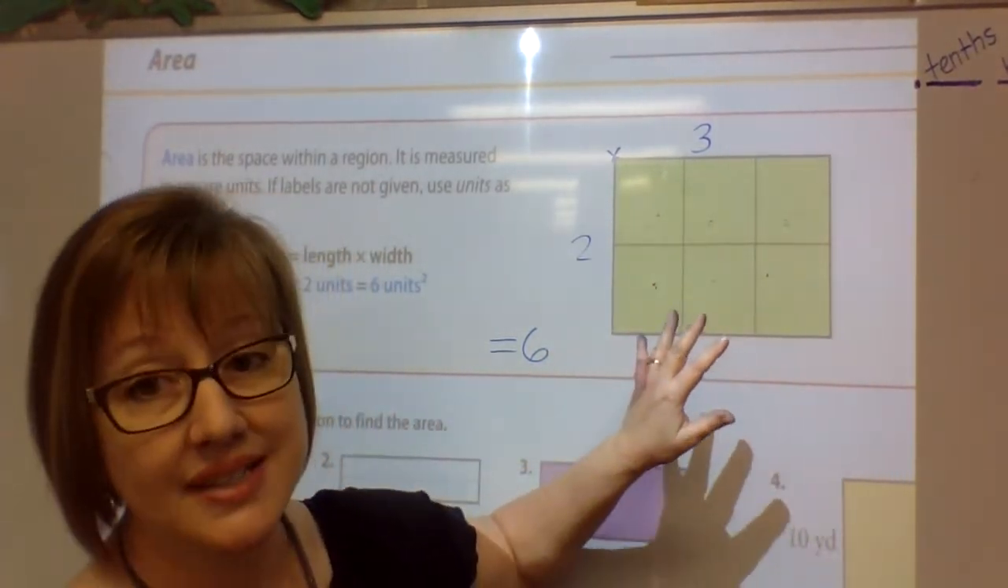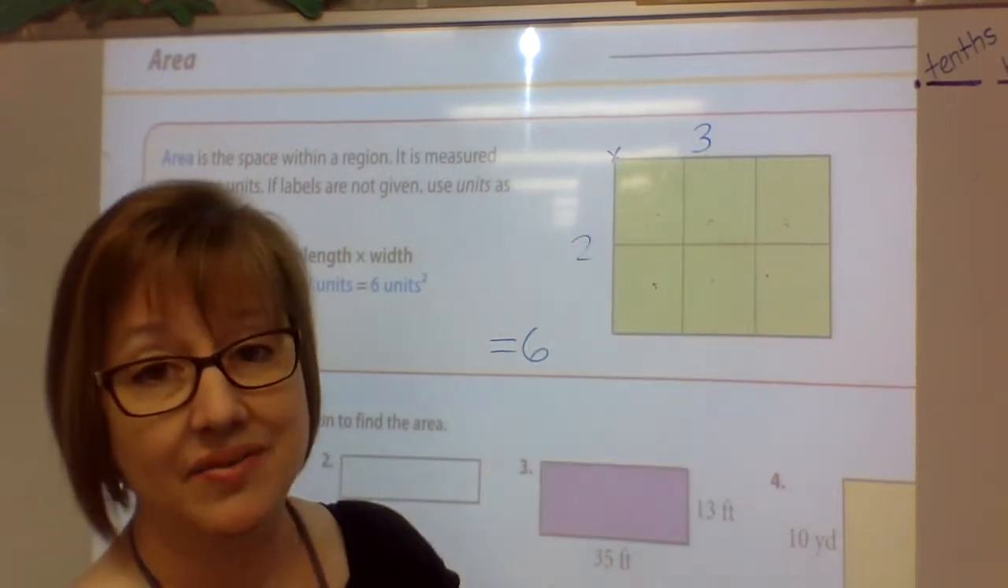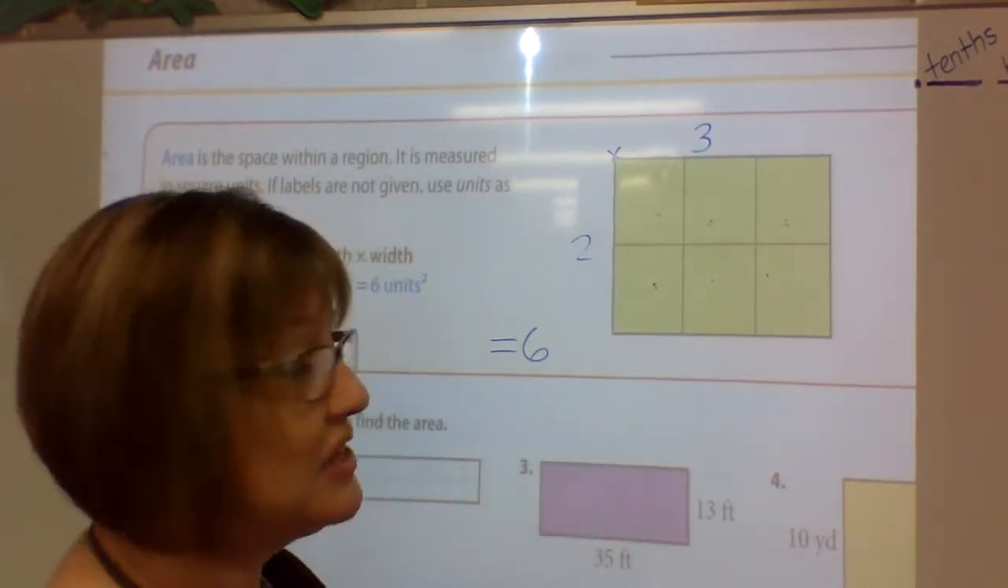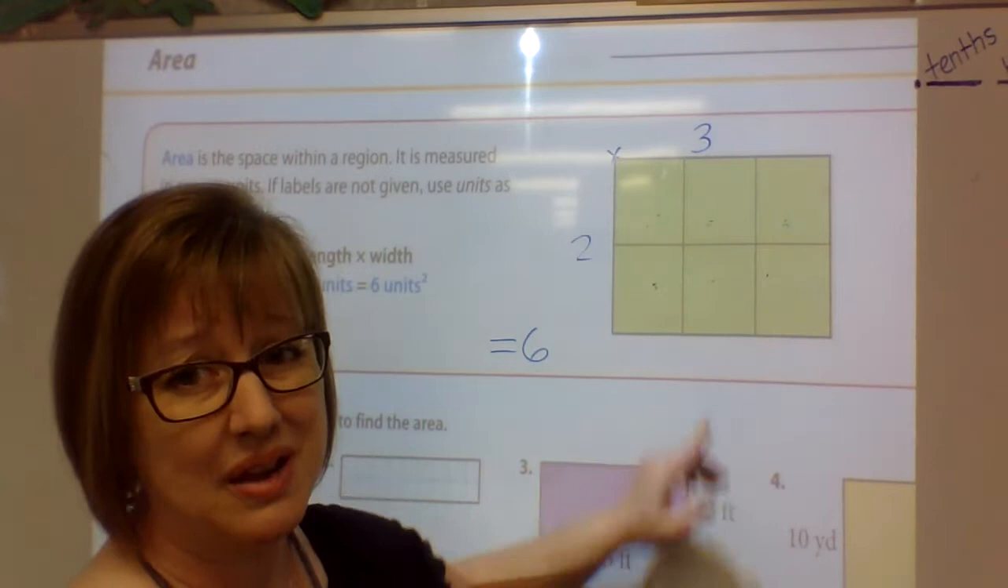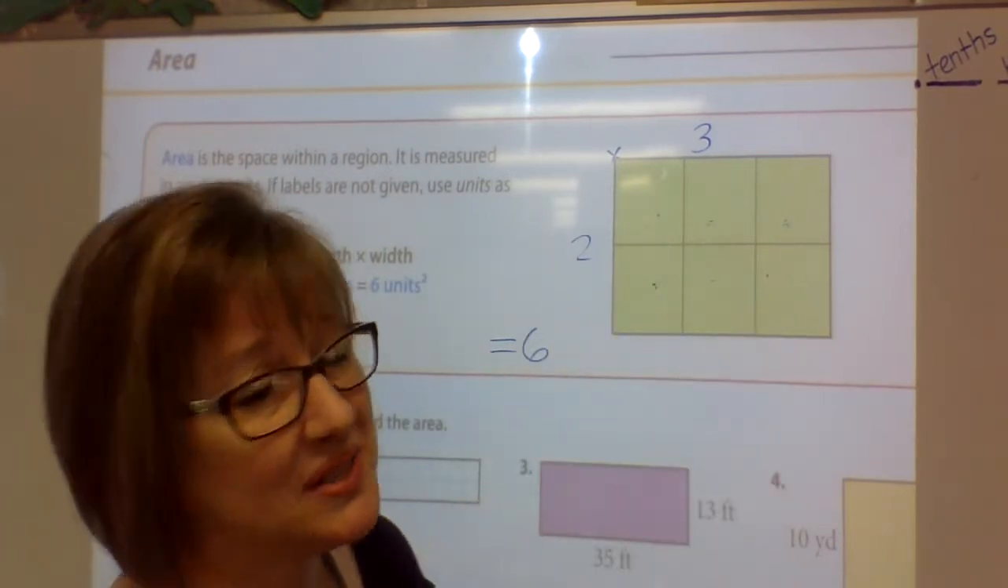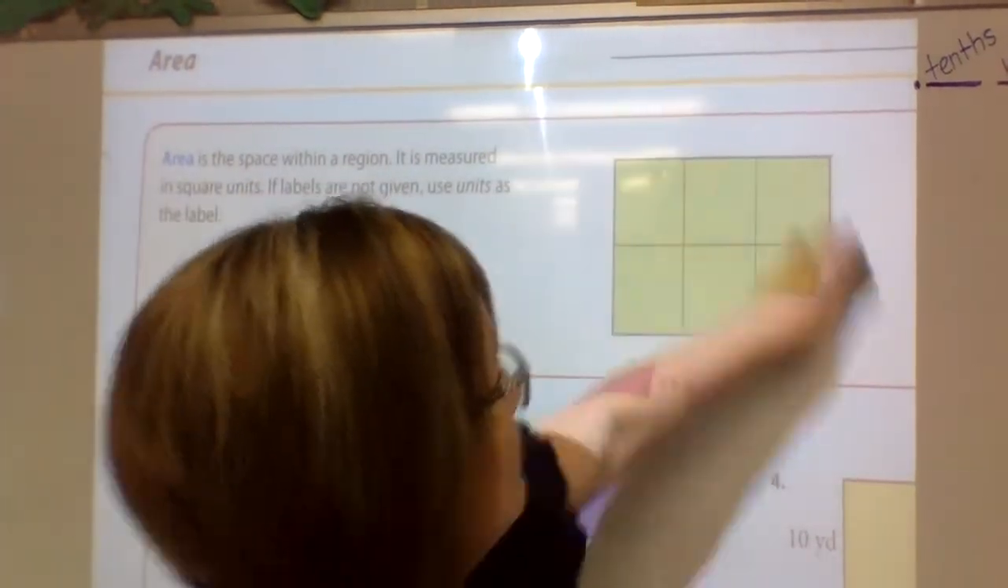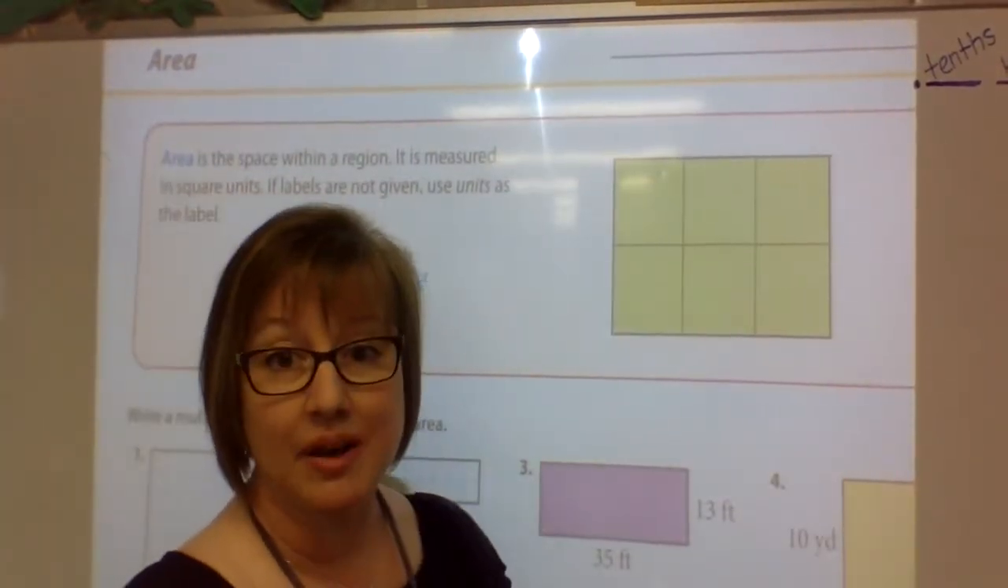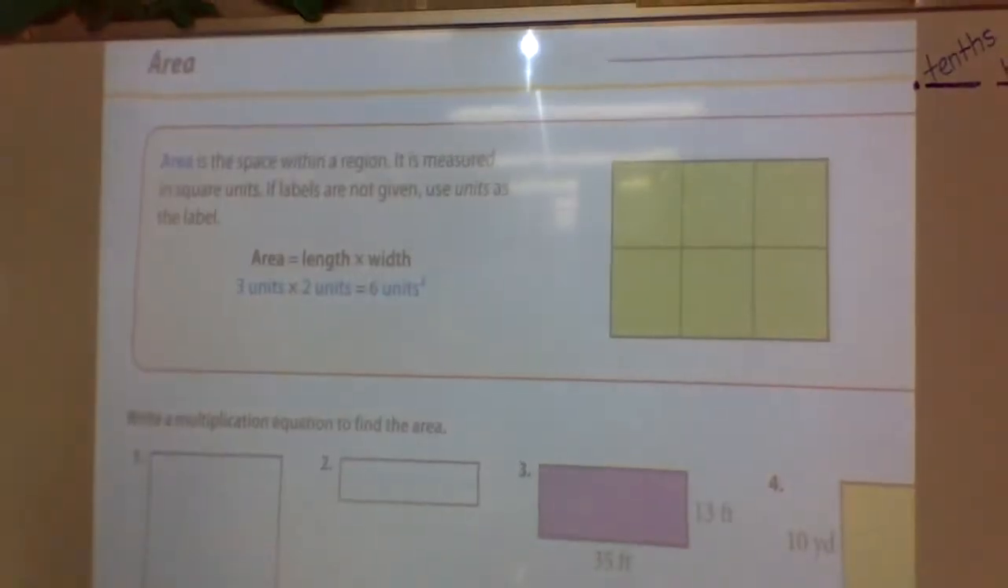Now I know counting to 6 is easy, but it's much easier and faster to multiply, especially if you have bigger numbers. This is just 2 and 3. If you had like 100 by 120, you want to stop and count all those squares? I don't think so. But if you did 100 times 120, that would be much faster. All right, so get out your paper.